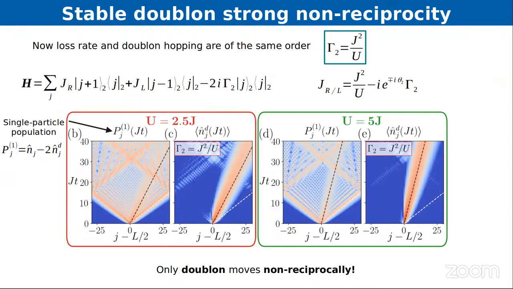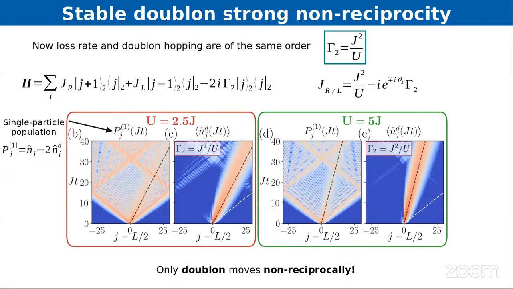But mainly we see that doublons do move perfectly in one direction and not along the other direction, as expected. So in this way, we show that using reservoir engineering and the knowledge one can get from, say, perturbation theory, about how the behavior of the doublons should be, we are able to construct and engineer dissipation in such a way that all the doublons can move in one direction.